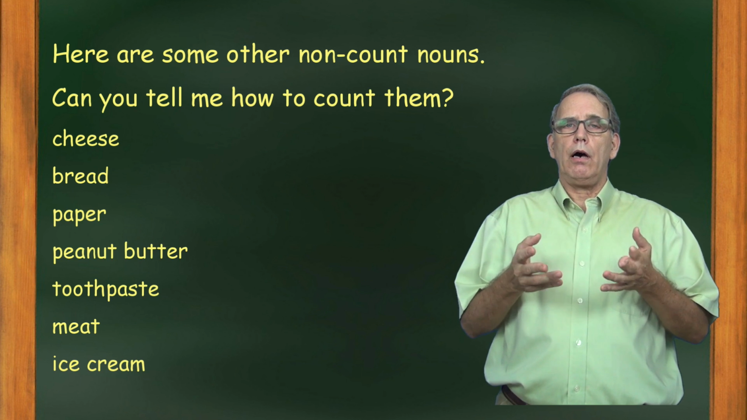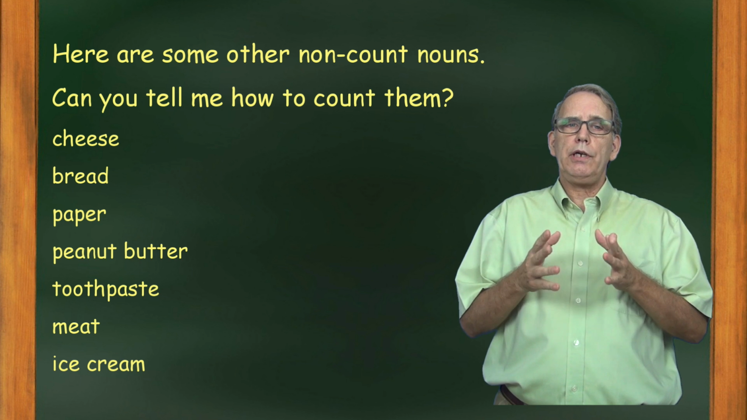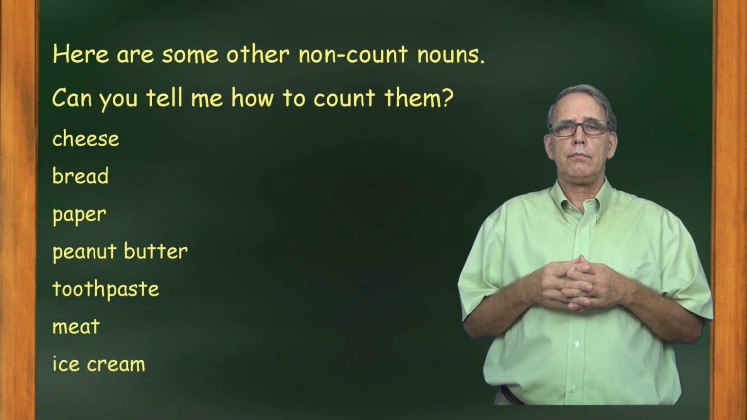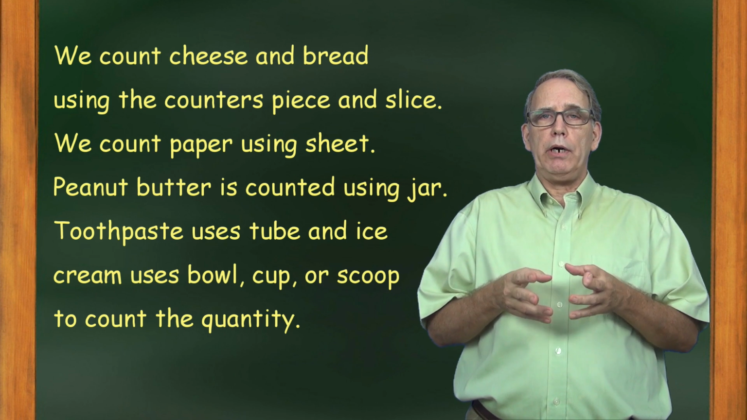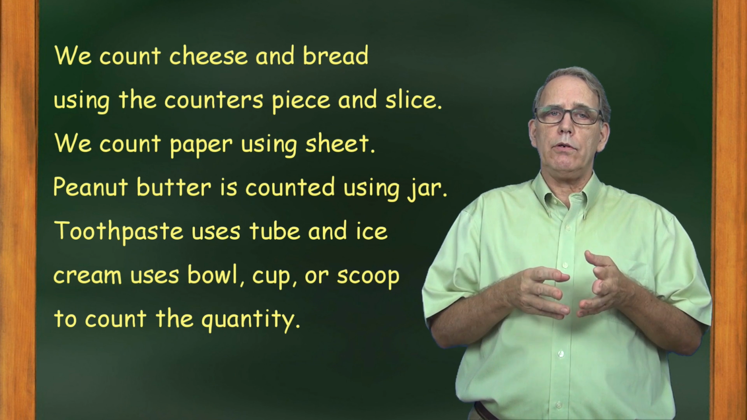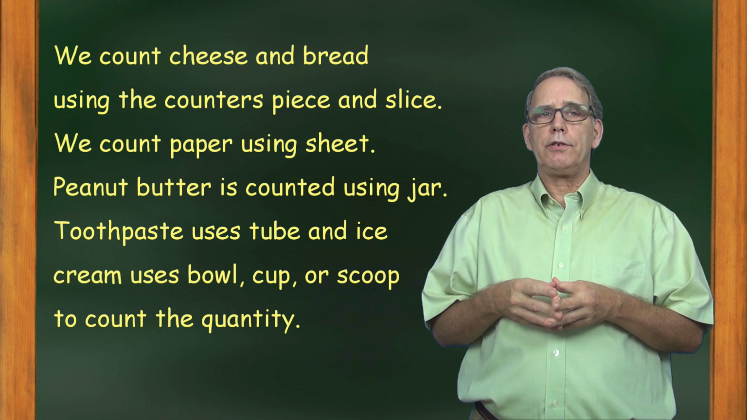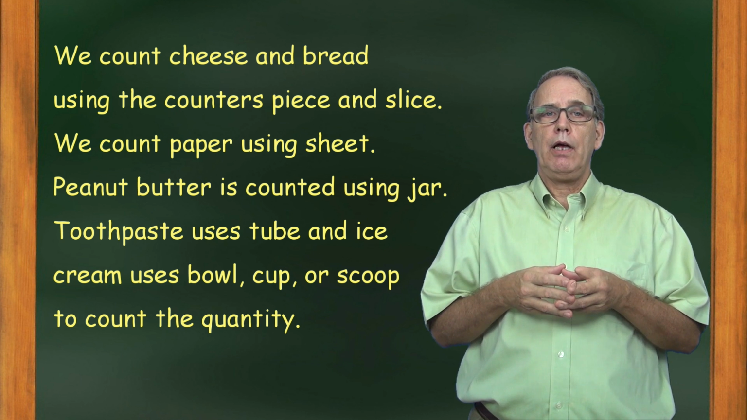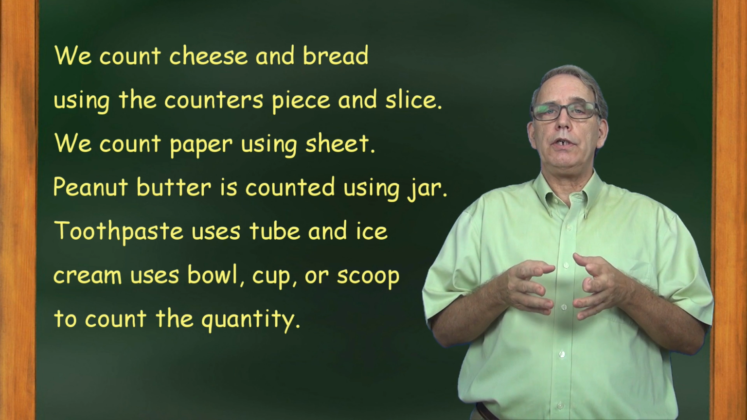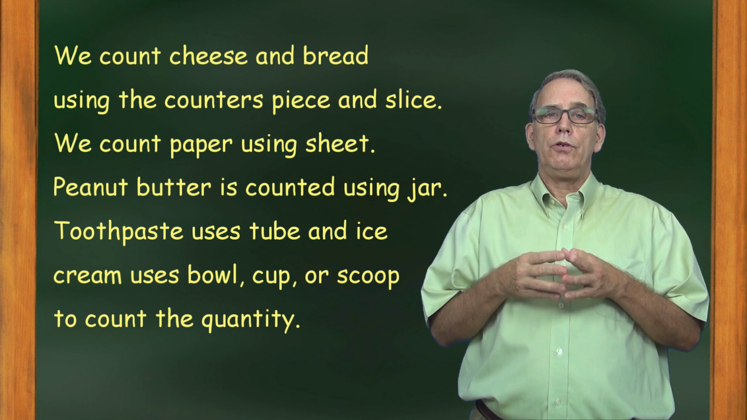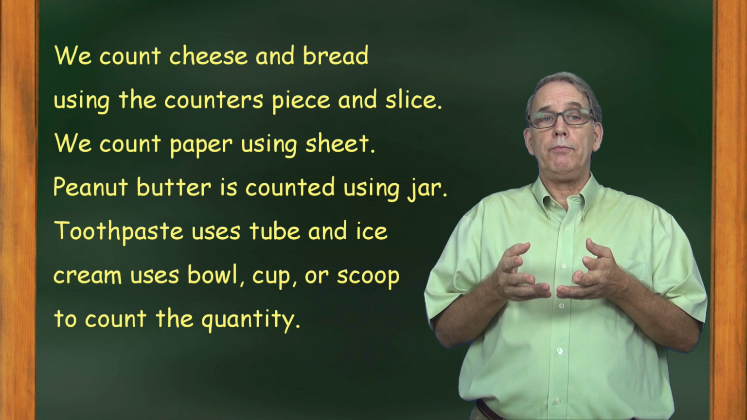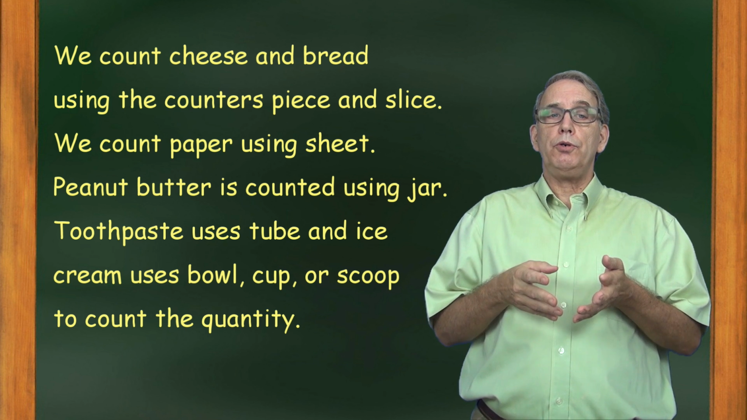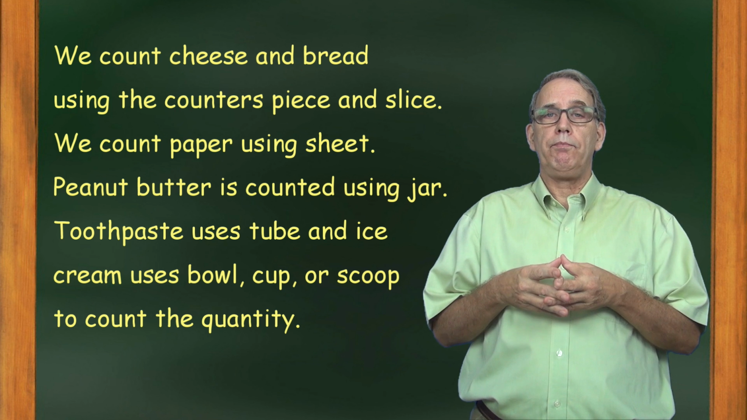Here are some other non-count nouns. Can you tell me how to count them? We count cheese and bread using the counters piece and slice. We count paper using sheet. Peanut butter is counted using jar. Toothpaste uses tube. And ice cream uses bowl, cup, or scoop to count the quantity.